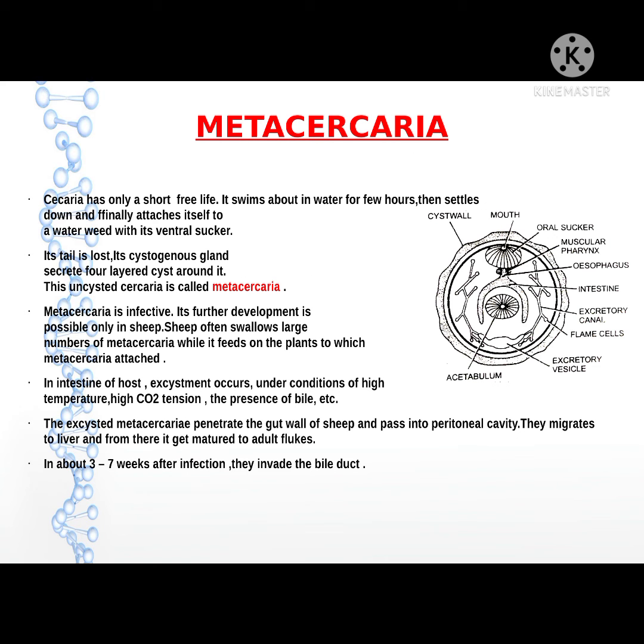The final larval stage, metacercaria. Cercaria has only a short free life. It swims about in water for a few hours, then settles down and finally attaches itself to a water weed with its ventral sucker. Its tail is lost. Its cystogenous glands secrete a 4-layered cyst around it. This encysted cercaria is called metacercaria.